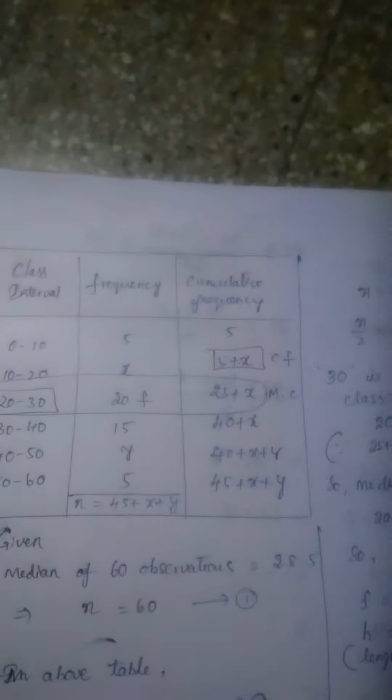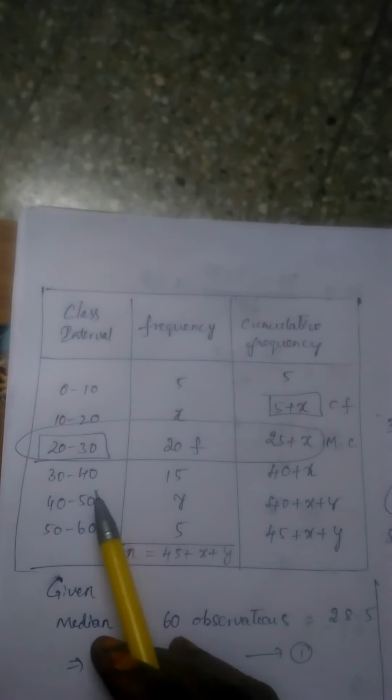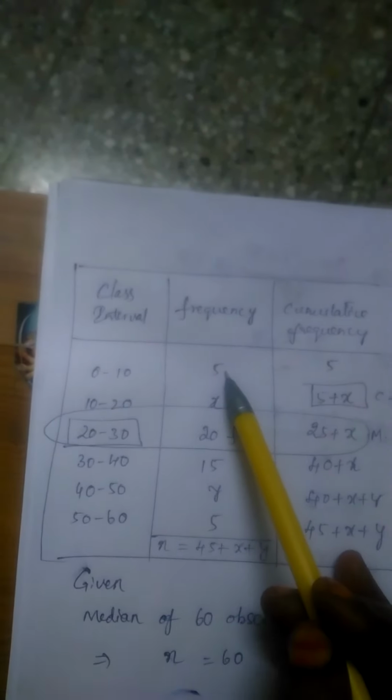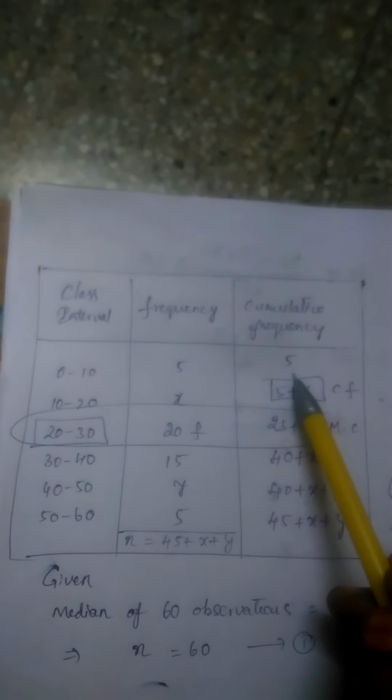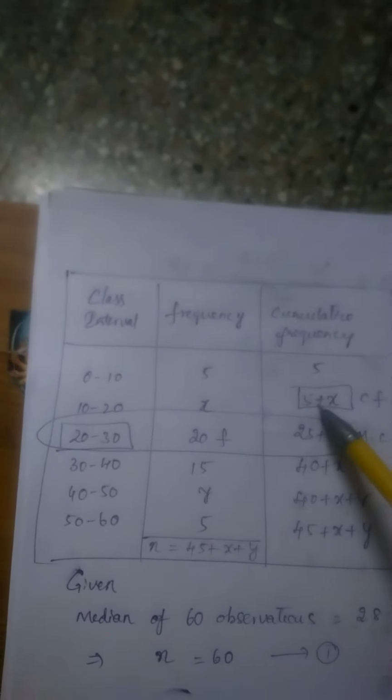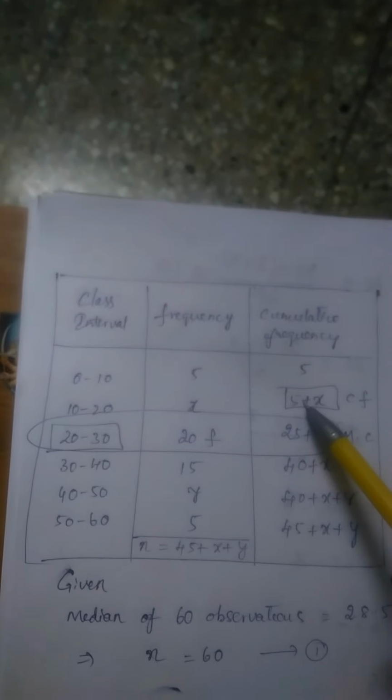Listen, given this table, class interval and frequency, we have to find out the cumulative frequency to find the median of the given data. So up to the 0 to 10 interval we have 5 numbers. Let us suppose the frequency is 5. Cumulative frequency is adding all the intervals.